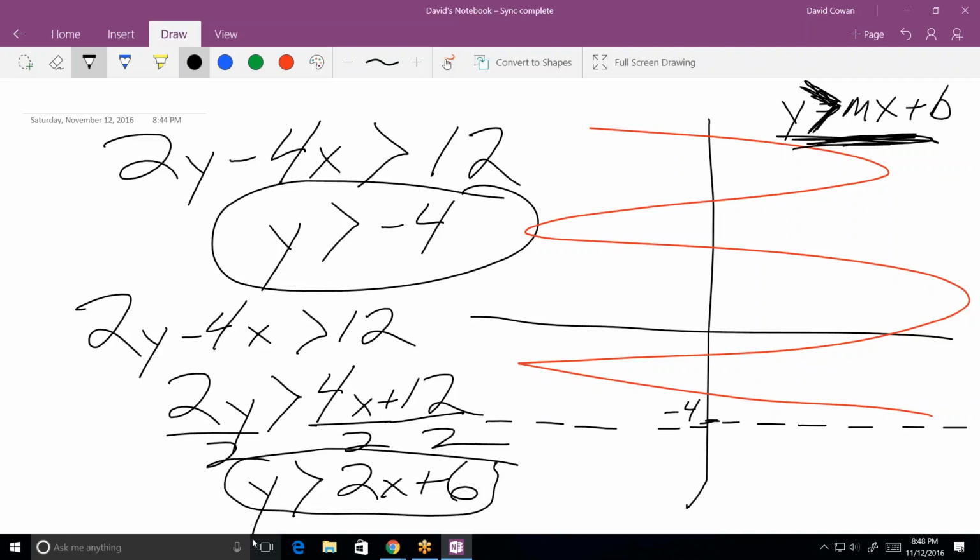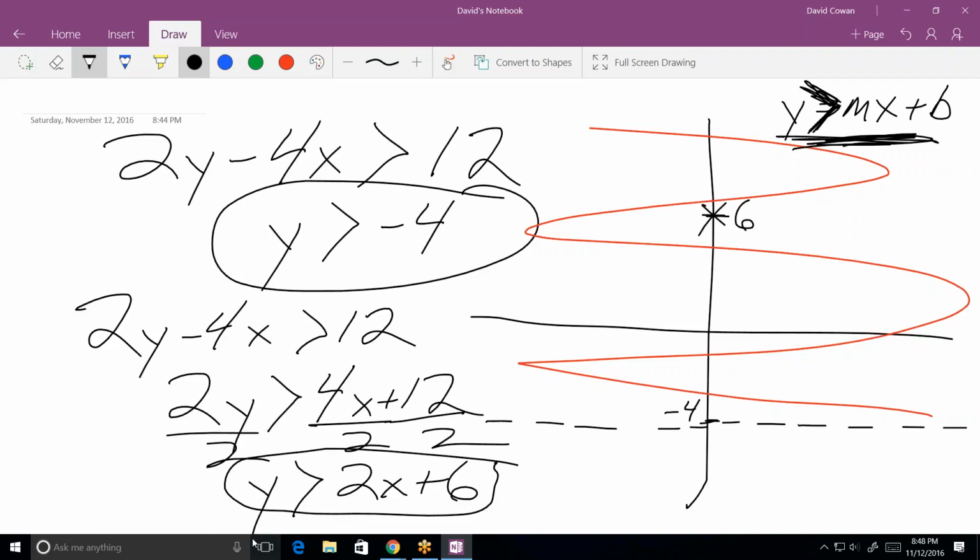Where do I start? With the y-intercept. Which is? 6. There's one point on my line. What's the slope? 2x. Well, 2. Not 2x, but 2.